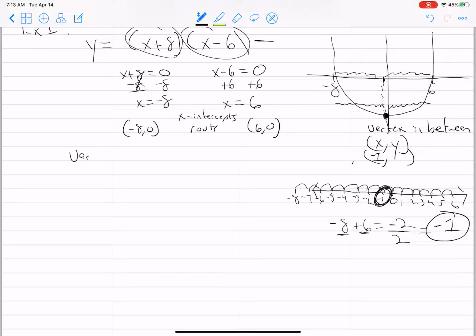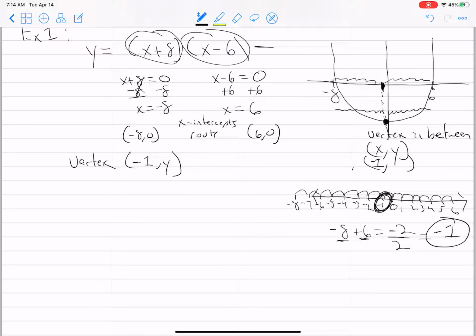So far for my vertex, I found that the x value that's halfway between -8 and 6 is -1. Now, I just need to find the y value of the vertex. Well, how am I going to do that? I know an x value. As soon as I know an x, I can plug it back into the original equation to figure out y.